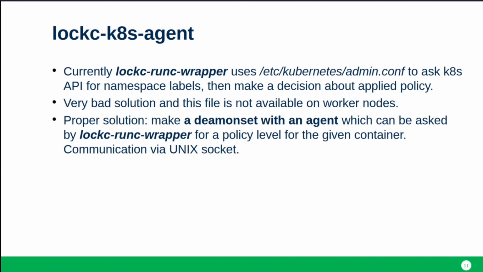But now we would like to do it properly, and we would like to have a daemon set agent which has an RBAC policy, which would allow it to only get namespace data, and then that agent would expose some small API over a Unix socket for lockc to ask, for a given container, which Kubernetes policy to apply.